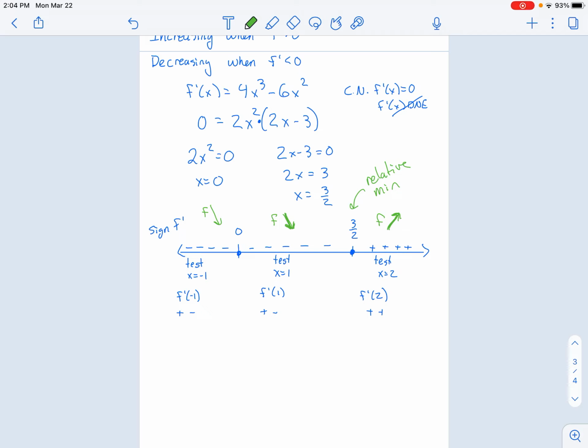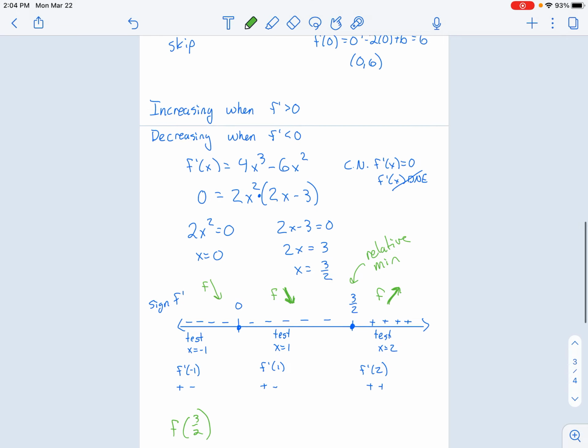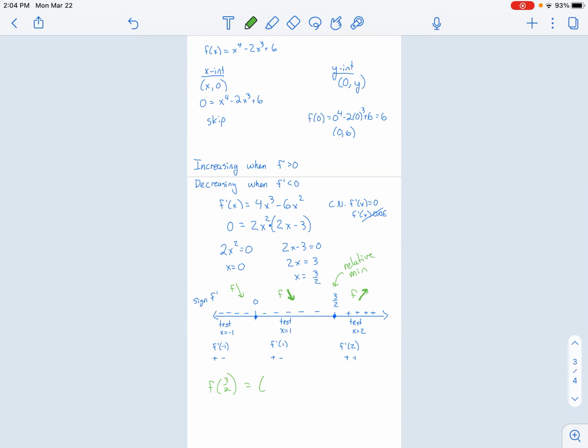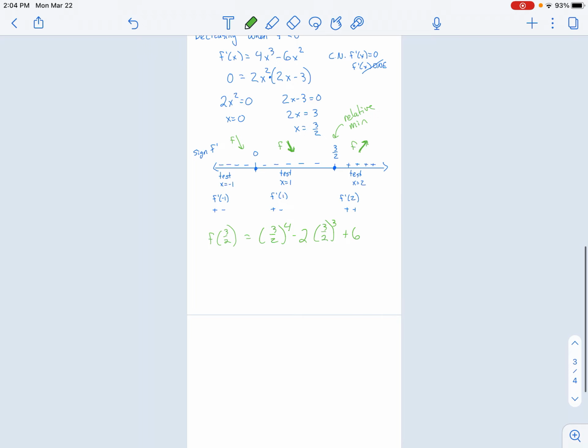So to figure out the value of the relative min, we're not going to sub into f prime. That'll give us 0. That's where we have a turning point. We're going to sub it into f. So f of 3/2. Let's see what we got here. What was f? This is 3/2 to the 4th minus 2 times 3/2 cubed plus 6.